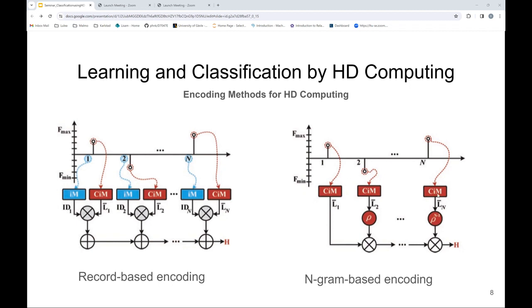We have encountered n-gram-based encoding in the labs.